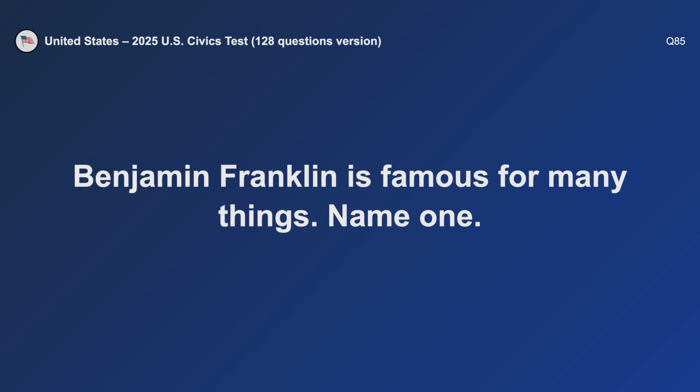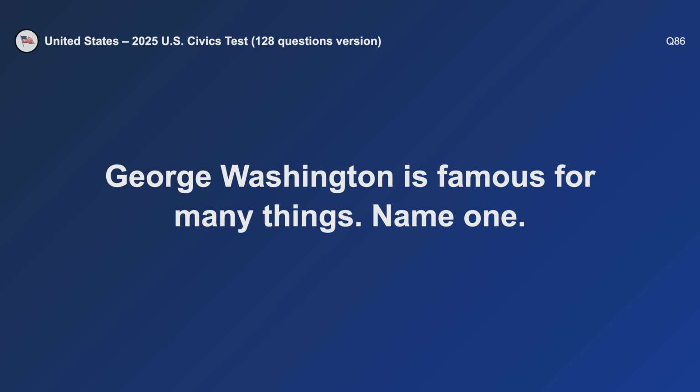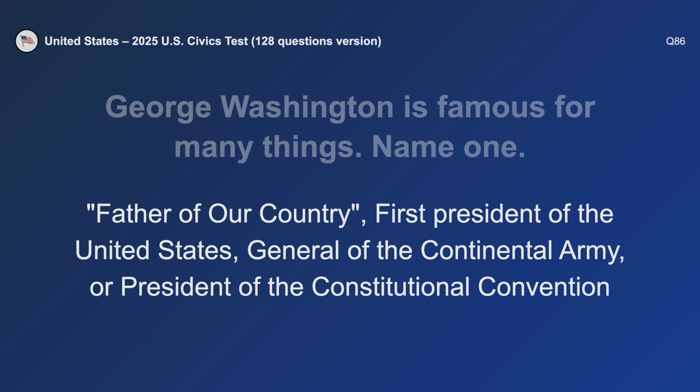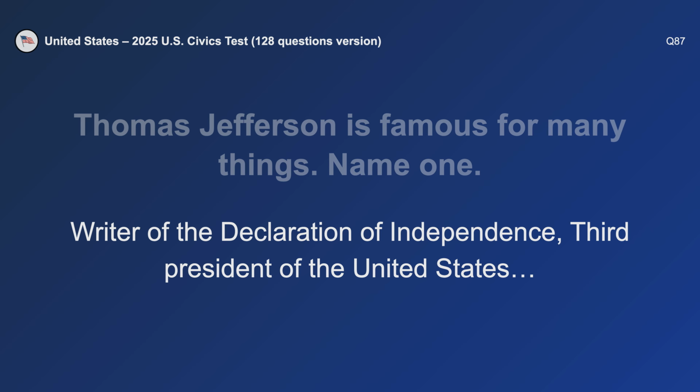Benjamin Franklin is famous for many things. Name 1. U.S. diplomat. George Washington is famous for many things. Name 1. First President of the United States. Thomas Jefferson is famous for many things. Name one. Writer of the Declaration of Independence.